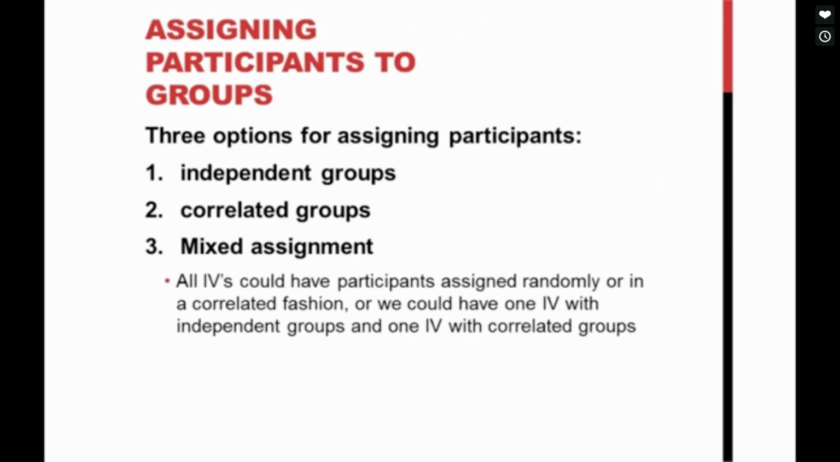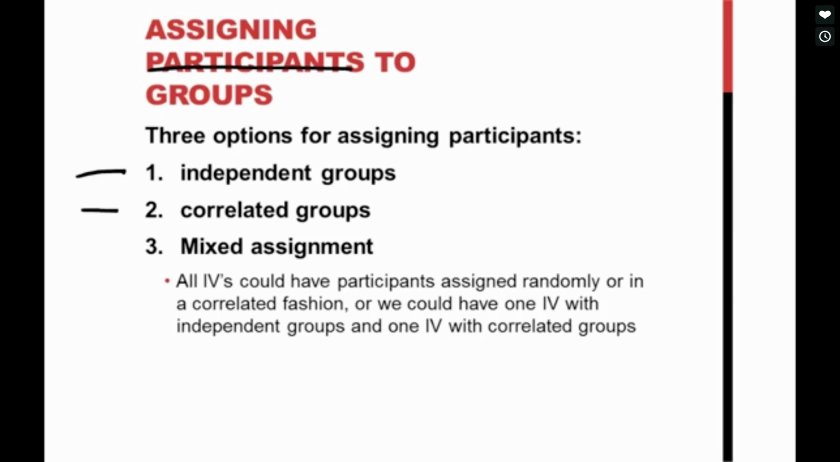Another consideration that you'll have to make when making a factorial design is how to get your participants into your groups. There are 3 ways of assigning participants to groups, of which we've talked about 2. Between subjects designs, where our groups are completely independent of one another. Within designs, where essentially everybody is in all of the conditions, so they are correlated groups.